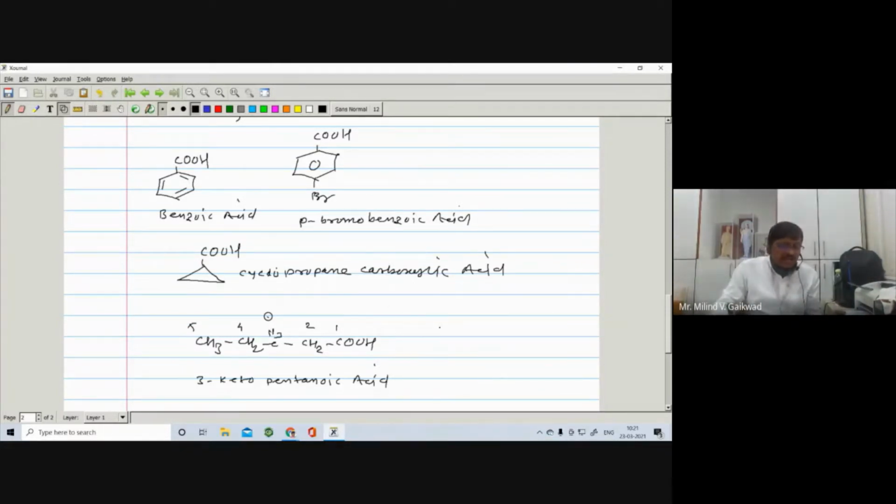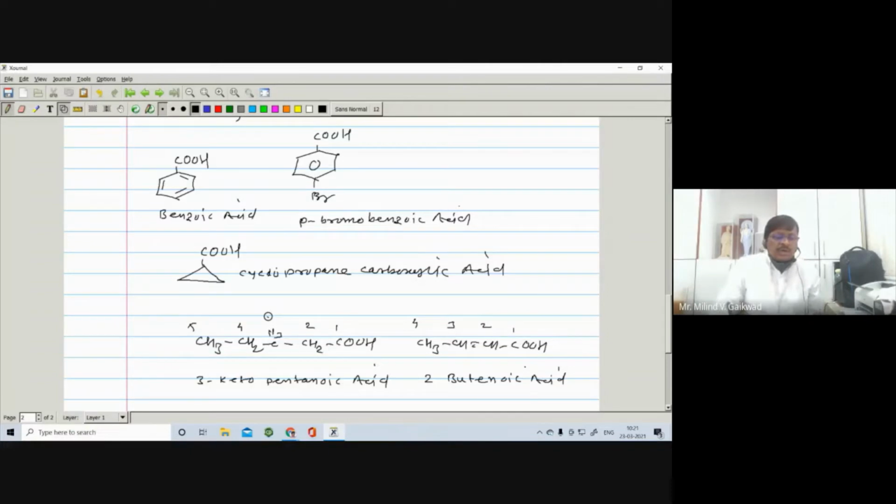Some unsaturated acid, for example, CH3, then CH double bond CH, then COOH. Numbering: 1, 2, 3, and 4. Here at position 2 there is a carbon-carbon double bond, so butene. The E is replaced by oic acid, butenoic acid, right? So 2-butenoic acid. In this way you can write the name of the compound.